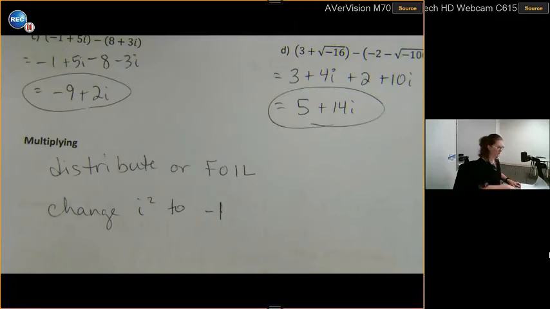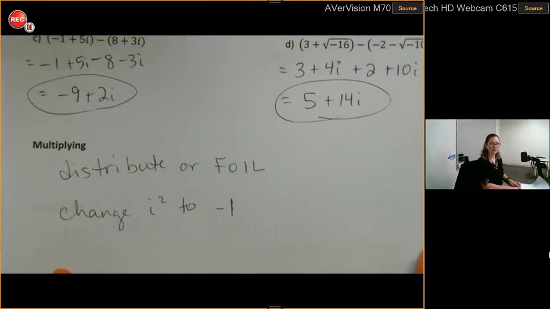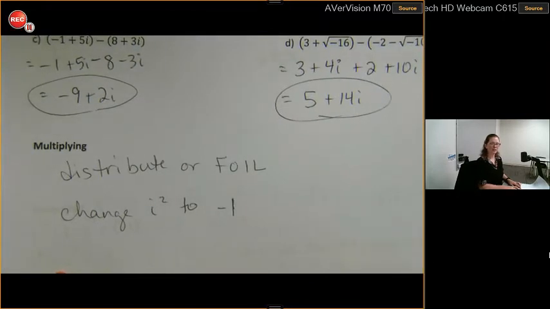This next part of section 9.9, we're going to start out by multiplying, and the multiplying is going to be just like distributing or foiling, and then the only thing to remember is that whenever you come across an i squared, you're going to change it to -1.